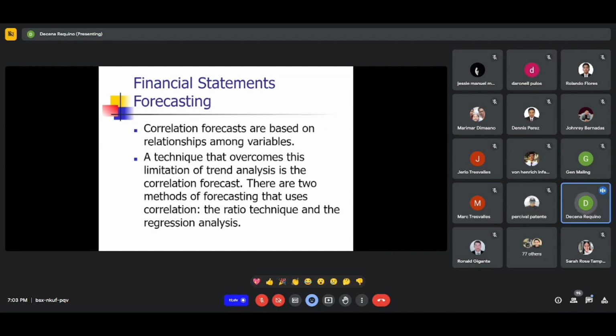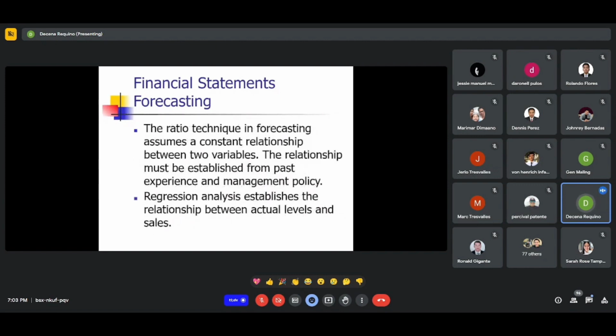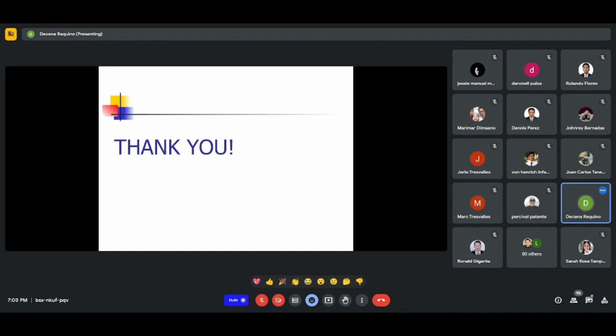Correlation forecasts are based on relationships among variables. A technique that overcomes this limitation of trend analysis is the correlation forecast. There are two methods of forecasting that use correlation, the ratio technique and the regression analysis. The ratio technique in forecasting assumes a constant relationship between two variables. The relationship must be established from past experience and management policy, while the regression analysis establishes the relationship between the actual level and the sales.